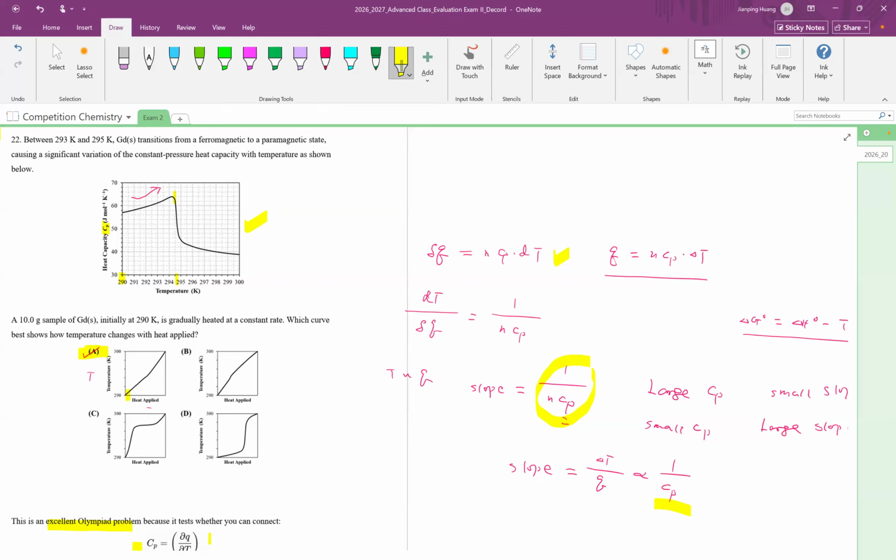From 294 to 295, Cp dramatically decreases. So after the transition, the same heat causes a large temperature rise. So that slope becomes steeper. That's the only one that matches.